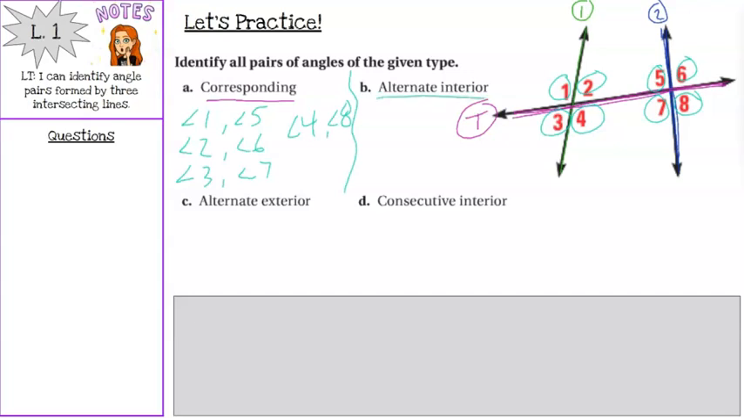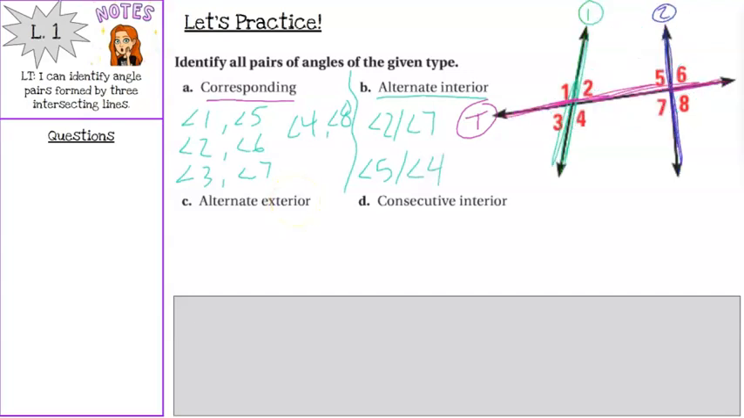Alternate interior, opposite sides of the transversal. So we're going to have the top and the bottom, and then on the inside. So the inside, 2 is on the top, 7 is on the bottom. So angle 2 and angle 7. And then 5 is on the top and 4 is on the bottom. So angle 5 and angle 4.